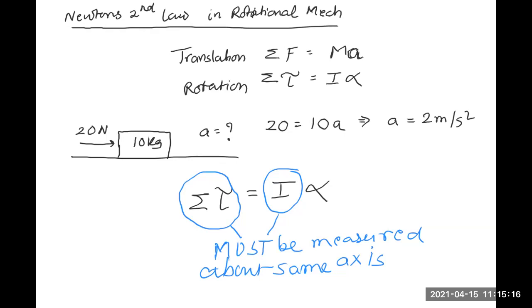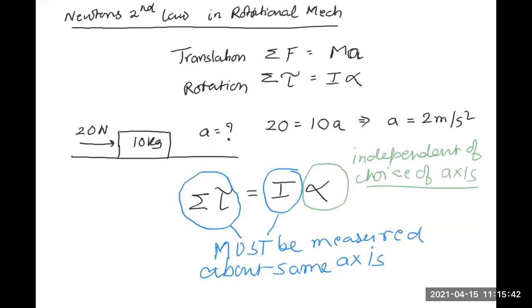The best part here is that alpha, that is the angular acceleration, happens to be independent of choice of axis. This means that wherever you choose your axis, alpha will be same. You can choose any axis, alpha is same.